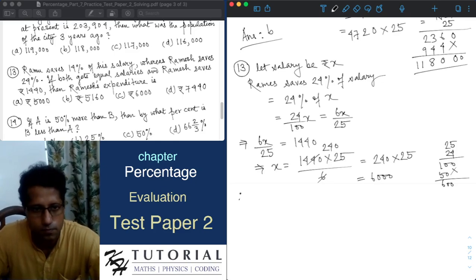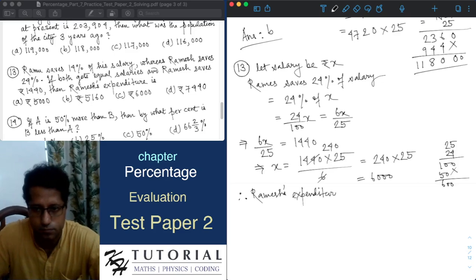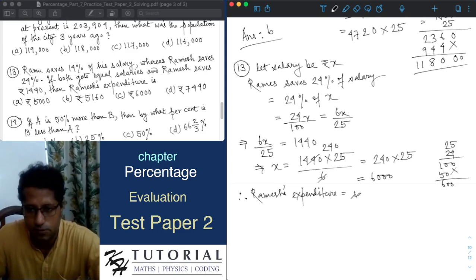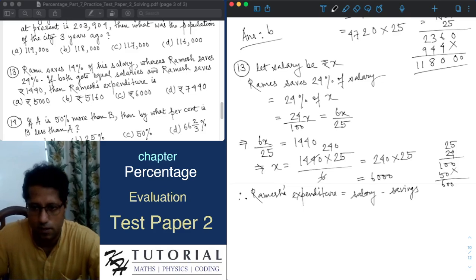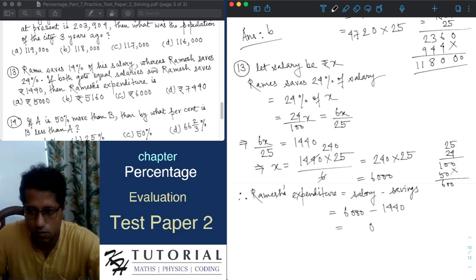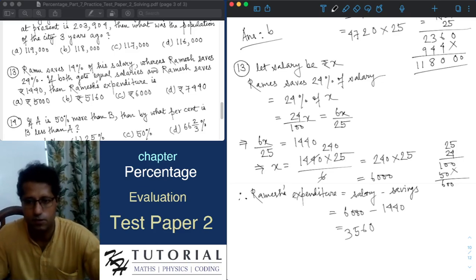Now therefore Ramesh expenditure is salary minus savings, and salary we have found to be 6,000, and savings was already given to be 1440. This is 3560, and it is not matching with any of the choices.